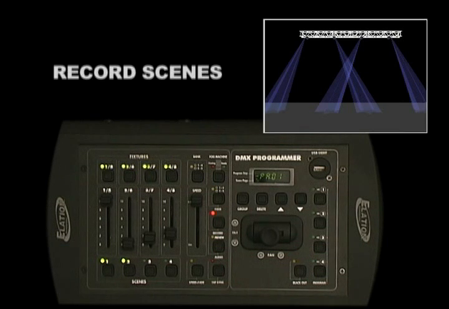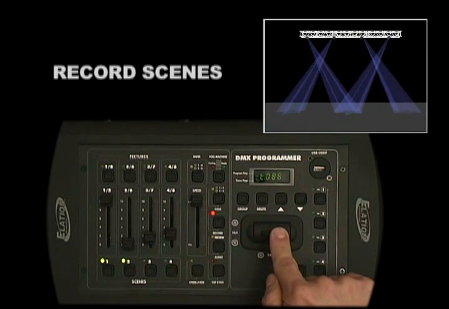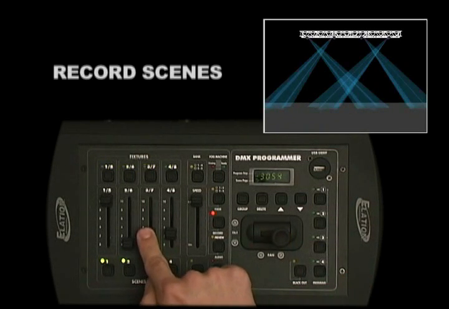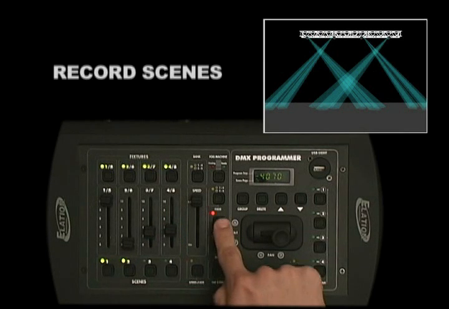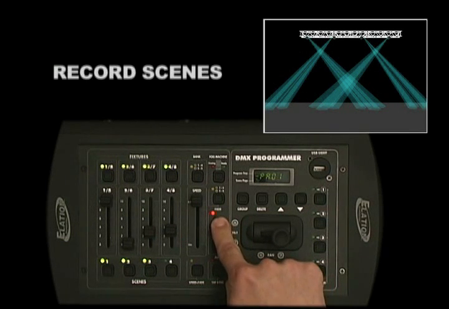We'll record one more scene here so that we can later on create a sequence and run it in a show. Once again, press and hold record followed by the scene number. Exit record scene mode, press and hold the record button. Once the LED is off, you have exited record mode.